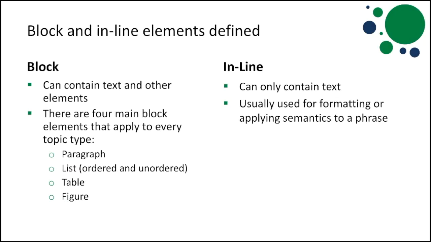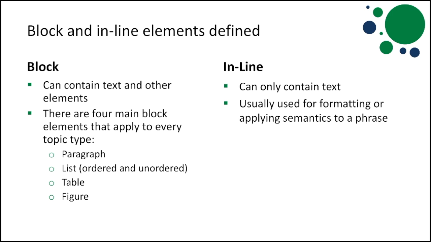Let's zoom out and look at elements in a bit of a different way. We can group elements into two different categories. The first is block elements. These block elements are bigger chunks. Think of things like paragraphs, sections, lists, or tables. These are what we call blocks. These blocks contain other elements, which contain other elements, and then eventually contain content.